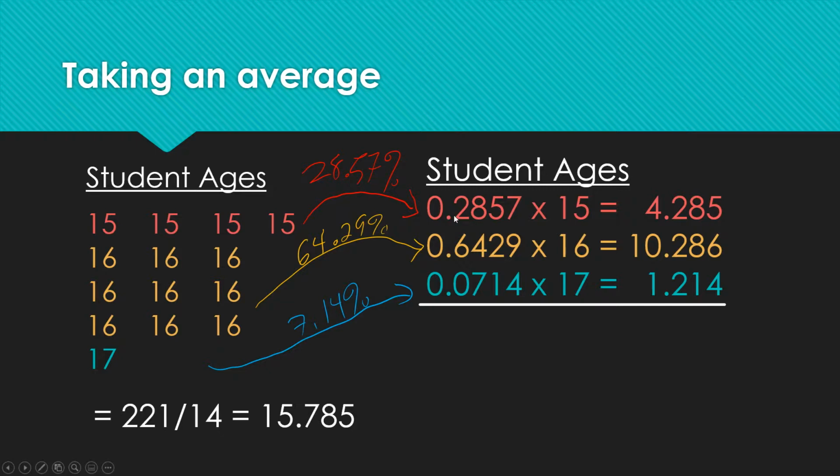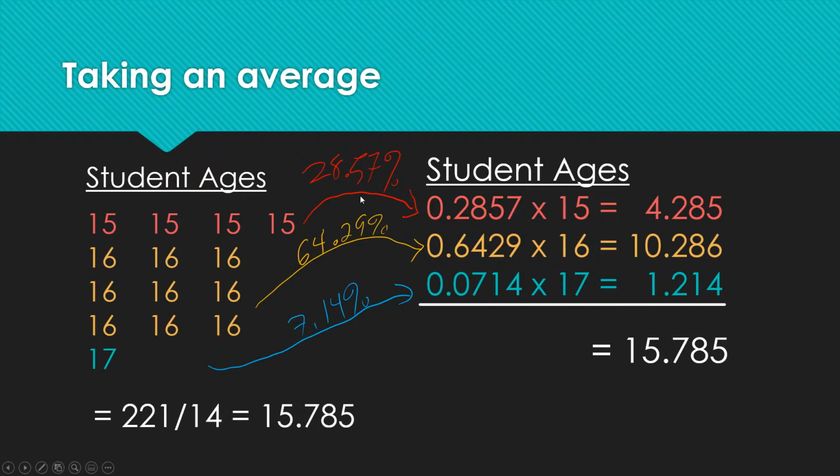So 0.2857 is 28.57%, and 0.6429 is 64.29%, and 0.0714 is 7.14%. So when you're turning percentages into decimals, you just move the decimal over 2 places. All right, then you take that decimal representation of the percentage and multiply it by the age, and you get another number. So you do that for each of the ages, and then when you add this, look, it's the same number. It works just as well.